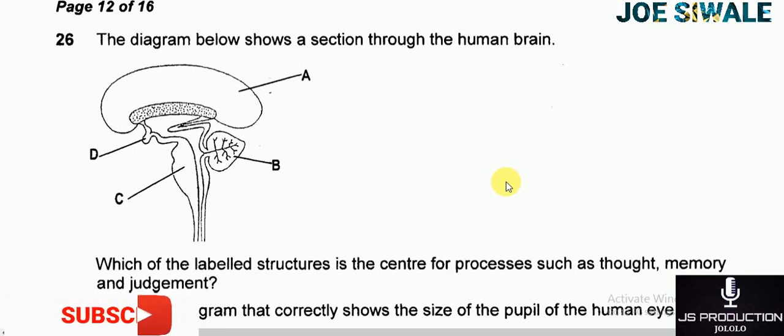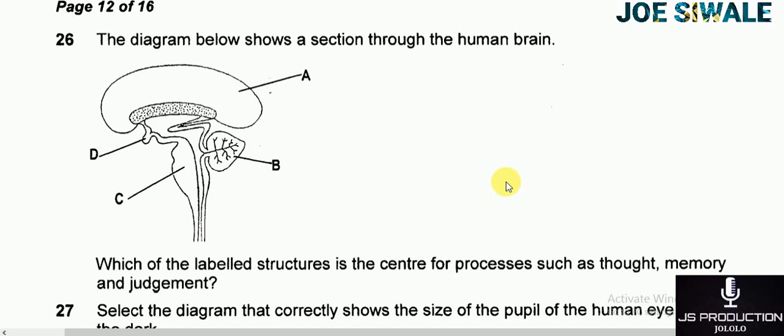Point B, that's the cerebellum. The function of the cerebellum is to maintain the normal body posture. Point C, that's the medulla oblongata. The function of the medulla oblongata is to control involuntary actions, such as coughing, swallowing, and salivating.